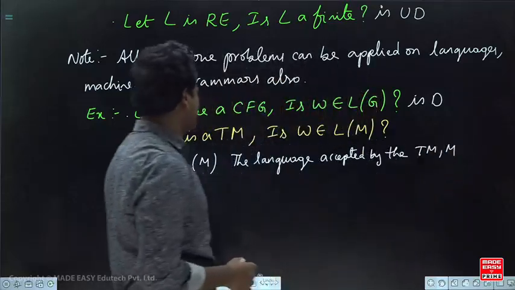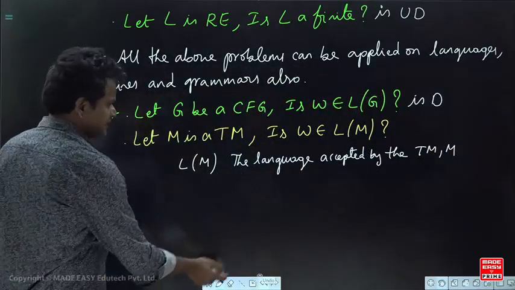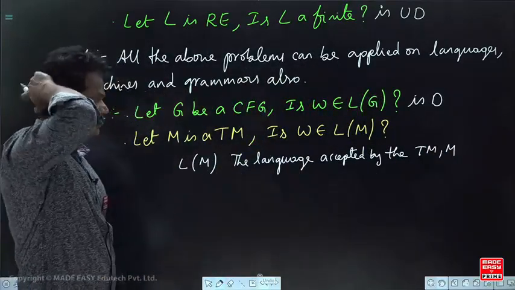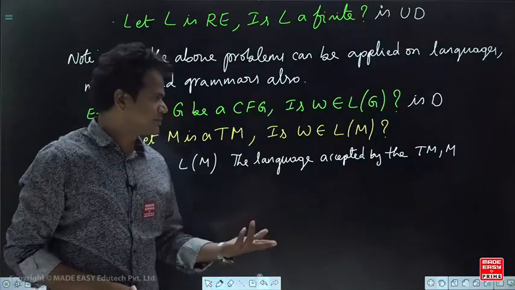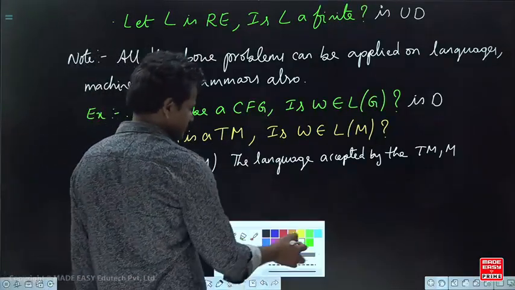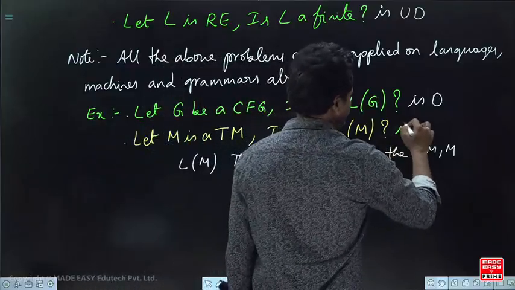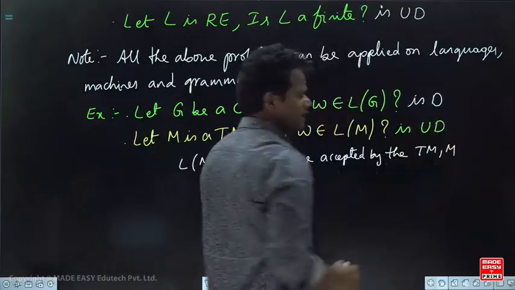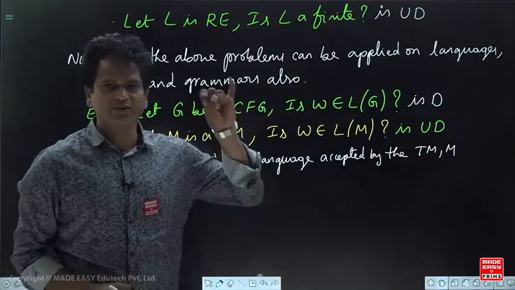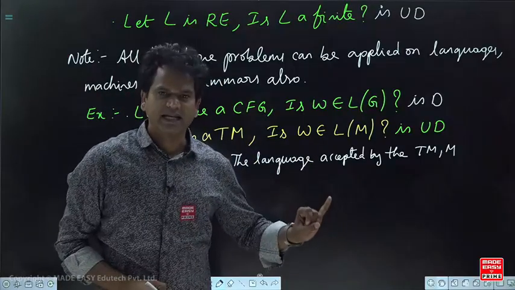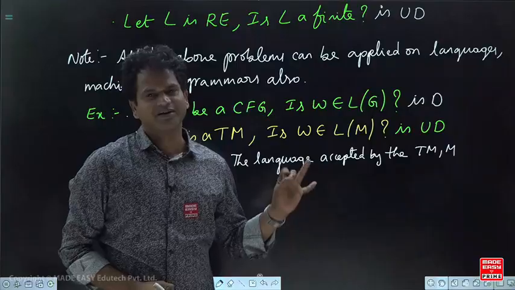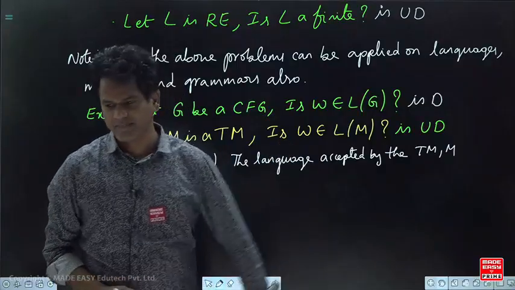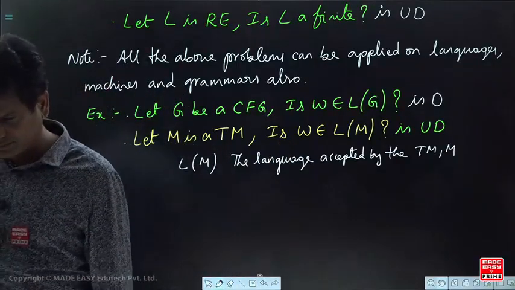Now guys, listen. M is a Turing machine. Is W belongs to L of M? Turing machine accepts REL. Membership of REL is undecidable. Do you understand guys how to apply these problems? You can apply the problems on languages, on machines, on grammars.